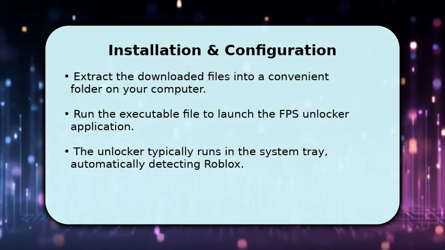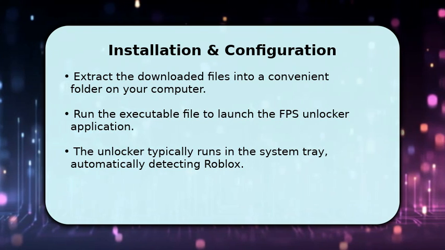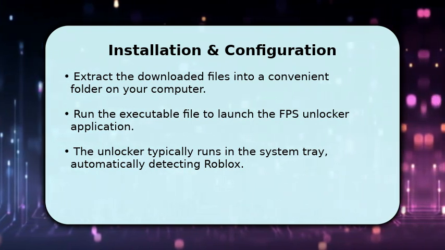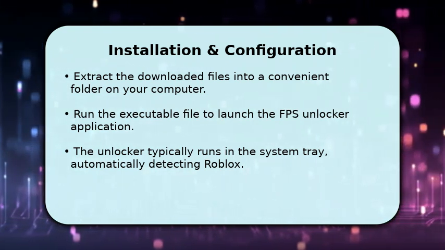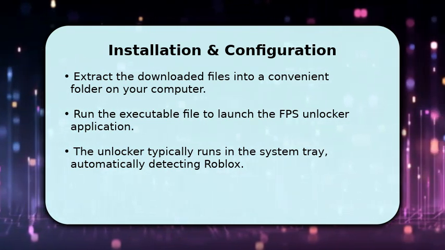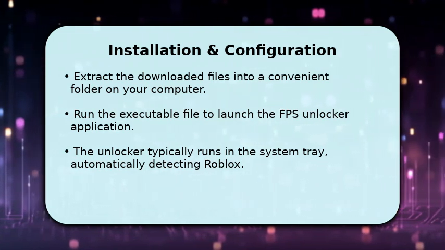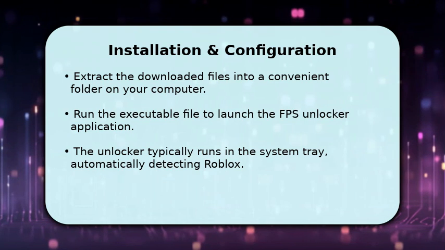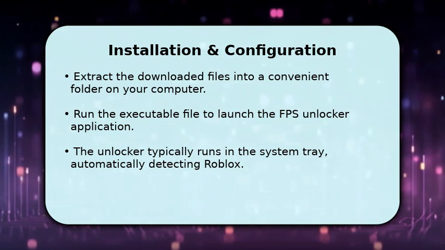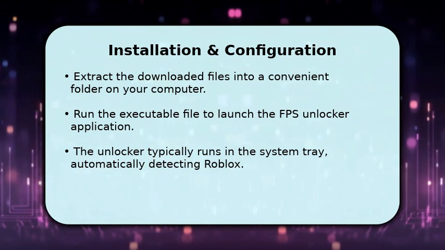Once downloaded, extract the files to a location you can easily access. Then, simply run the executable file. The unlocker usually operates quietly in your system tray, automatically detecting when Roblox is running. There's no complex installation wizard. It's designed to be straightforward. Just launch it, and it will work its magic in the background, ready to enhance your gaming.